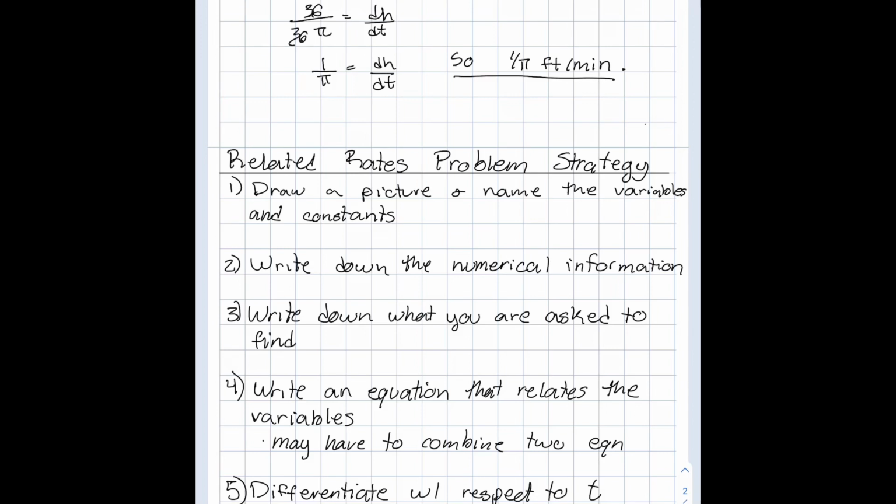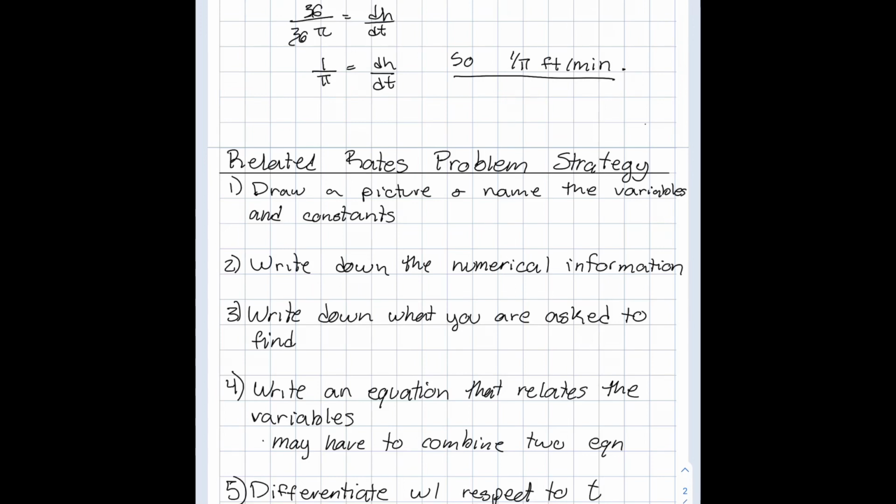And we're going to also assume that all the variables that we're going to talk about, if they're not constant, are differentiable functions with respect to time. Okay? So step 2, we're going to write down any numerical information. So we wrote that we knew that H was 6, and we knew that dV/dt, the change in volume with respect to time, was 9. That's numerical information, okay?